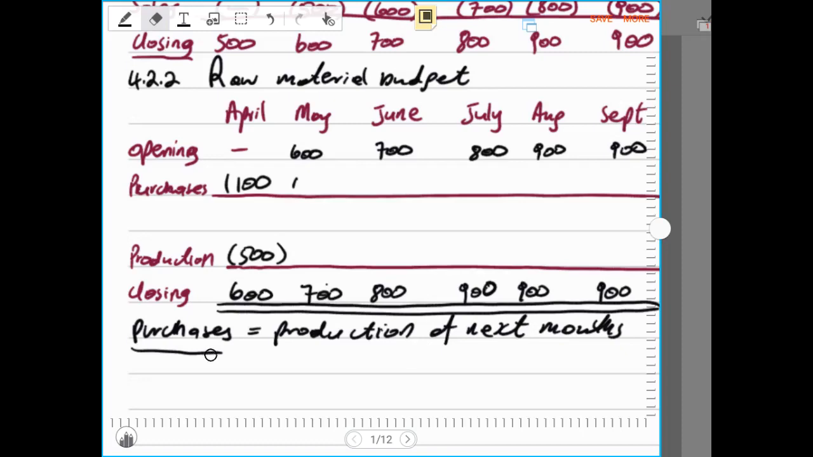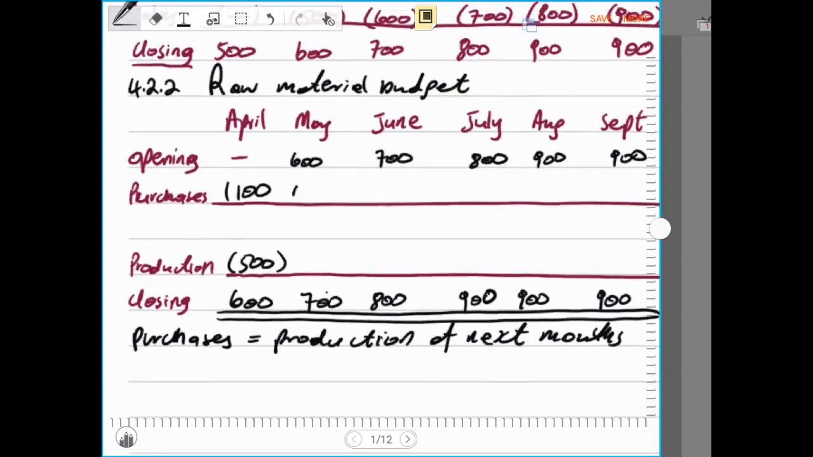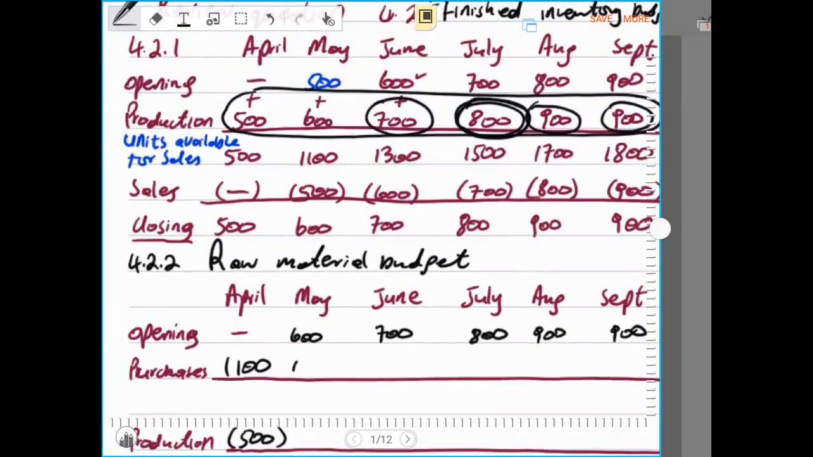Just complete that. Purchases is equal to production of next month. So now when we record our purchases in the raw material budget, we have to look at the production of the next month. We are in the month of May and production of the next month is how much? It is 700. So now it means our purchases will be equal to production of the next month, 700.